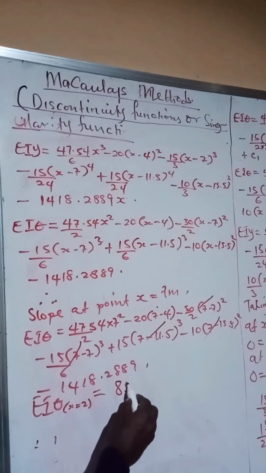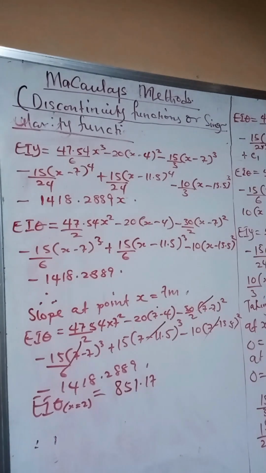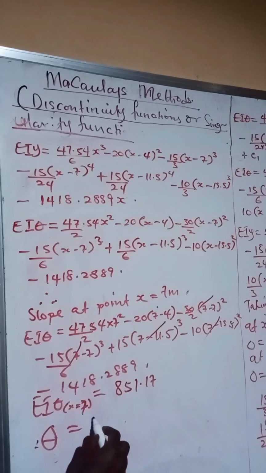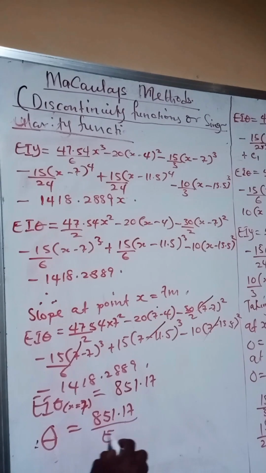So this is 851.17 as what we have when x is equal to 7. So we can say that the slope theta is equal to 851.17 over EI. Okay, so this becomes our slope at point x equal to 7.